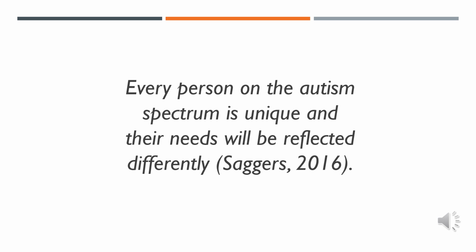Beth Saggers from the Queensland University of Technology states that every person on the autism spectrum is unique and their needs will be reflected differently. For this reason, it's really important for teachers to be able to discern the characteristics of their students on the autism spectrum and the functional impact of those characteristics.